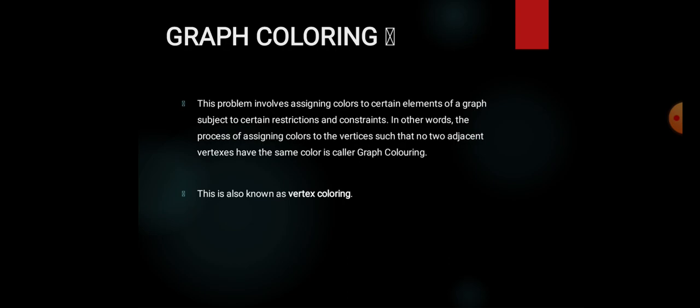The graph coloring problem involves assigning colors to certain elements of the graph subject to certain restrictions or constraints. In other words, it is a process of assigning colors to the vertices. The condition is that no two adjacent vertices have the same color. The neighboring vertices should not have the same color. You have to color all the nodes of the graph, but the restriction is that adjacent nodes should not have the same color. That is what we call the graph coloring problem, or we can say it is a vertex coloring problem.